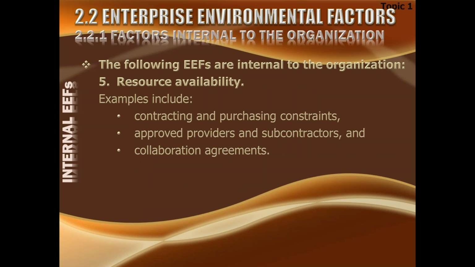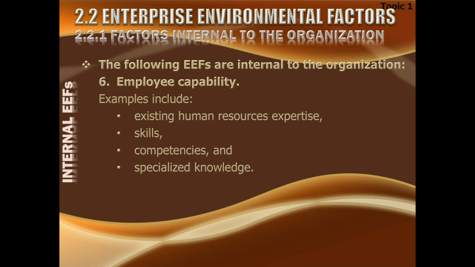Then is the resource availability, like your contractors and purchasing constraints, that you cannot buy things from certain people, certain international contacts, or there are other restrictions. Approved providers and subcontractors, you have got a list of contractors only you can buy from them, or you have got any collaboration agreement like we had with China for making JF-17 and things like that. So if there is any collaboration with other companies for doing certain things, then naturally the resources can only be made available through that process.